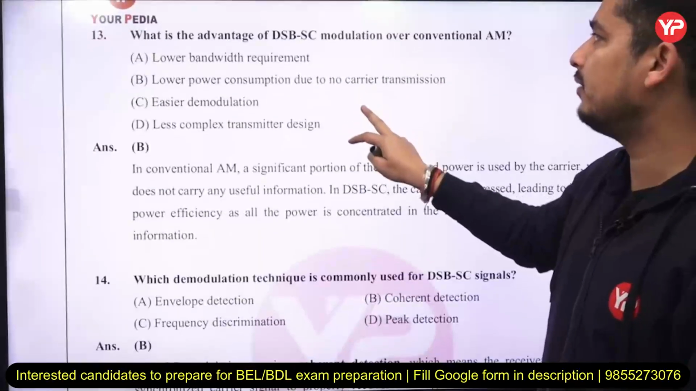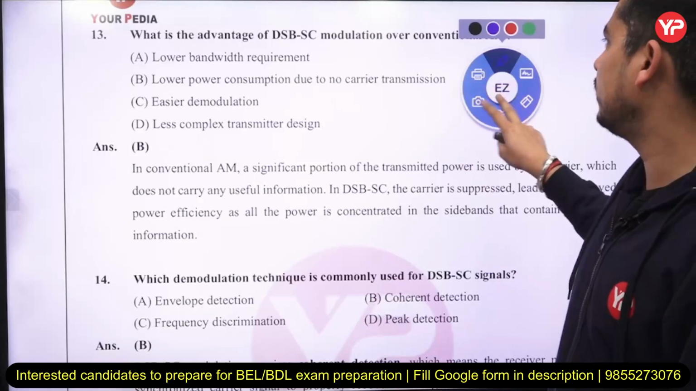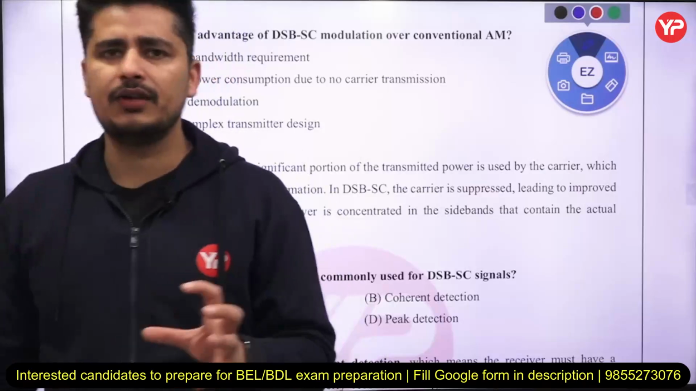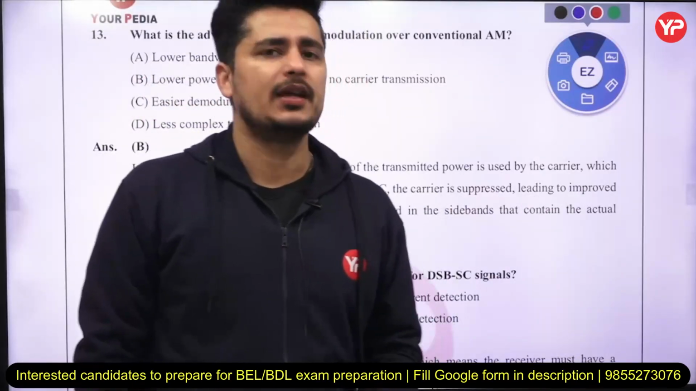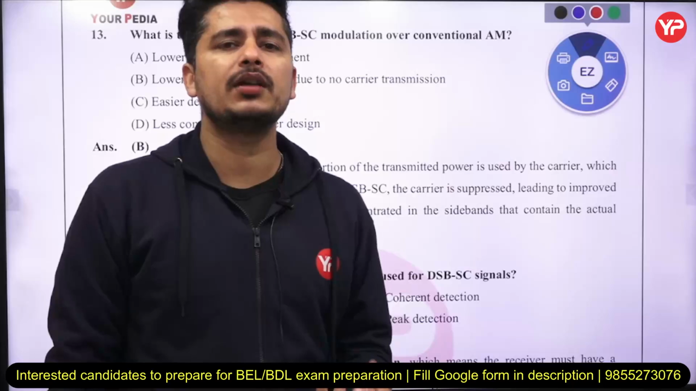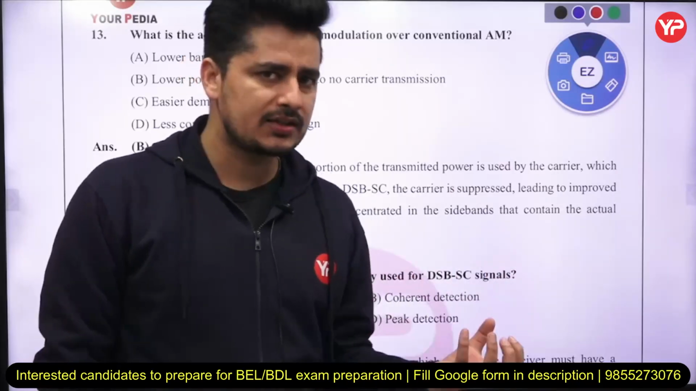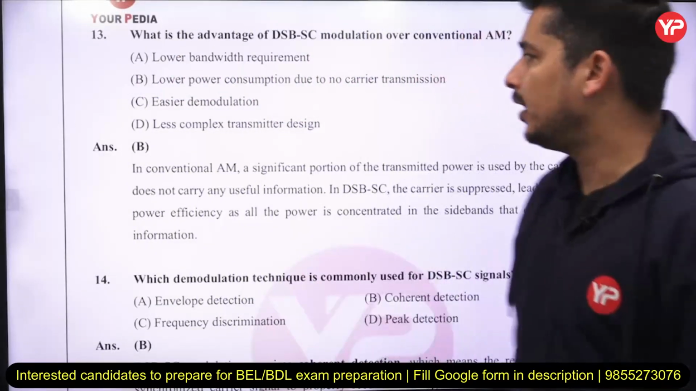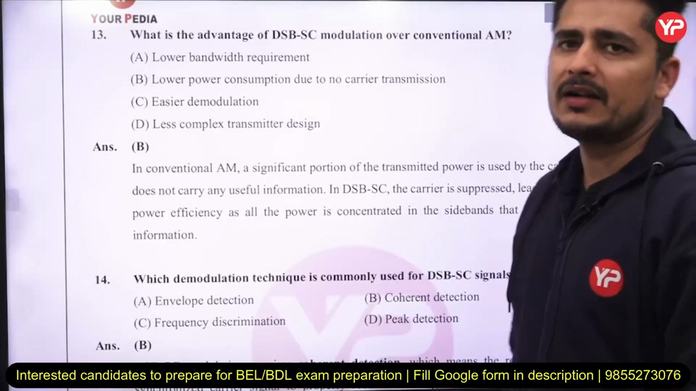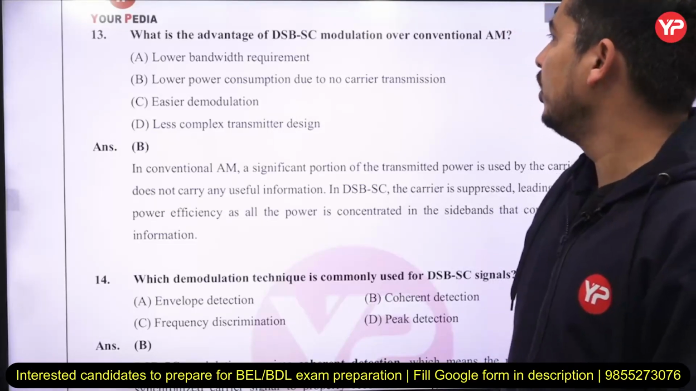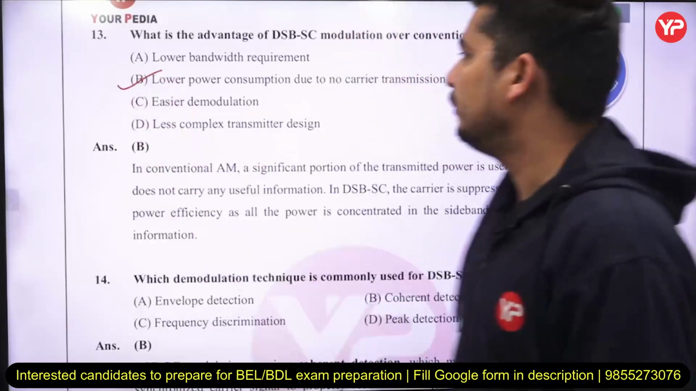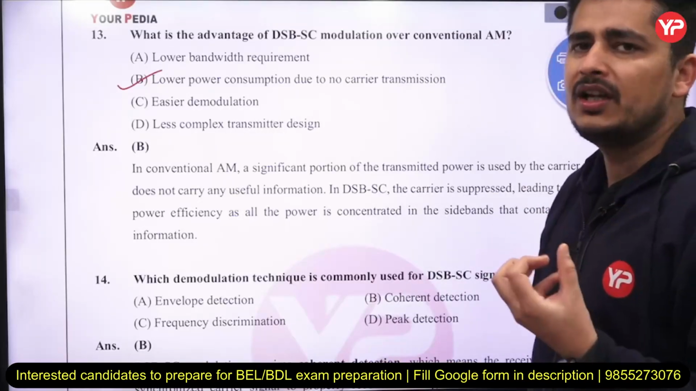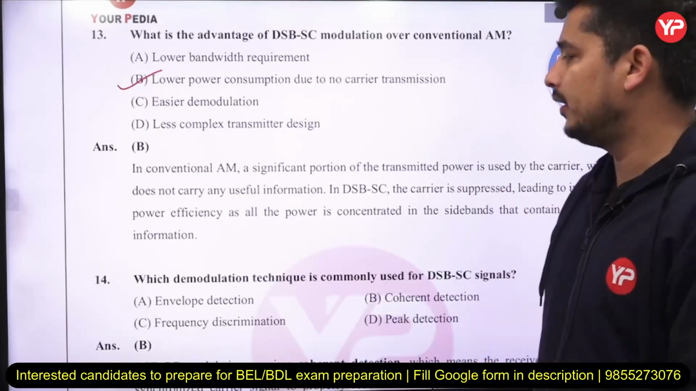Next, what is the advantage of DSB-SC modulation over conventional AM? See, I already told you that when we remove the carrier, the power consumption of the DSB is lesser than the AM signal, because the maximum power is carried by the carrier part. So we can say the bandwidth requirement is the same, with lower power consumption due to no carrier transmission. This will be the answer, because we can remove the carrier, so there is low power consumption. Maximum power in AM is carried by the carrier part, right?